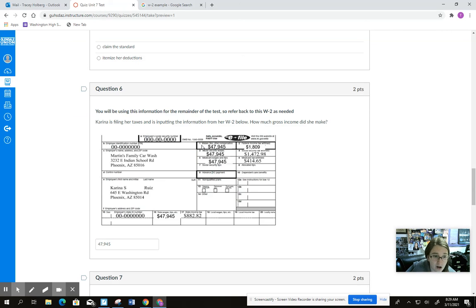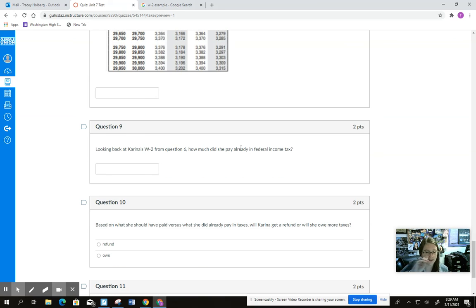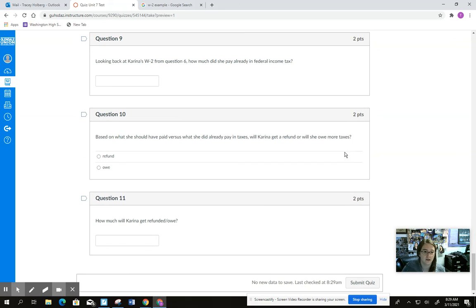Box 1 is always your income. Box 2 is always your federal income tax. You are not supposed to add anything together. It just said federal income tax. Guys, read. That's your answer for number 9. This is what she did pay. So go ahead and write that down. Come back. We'll finish up with 10 and 11.